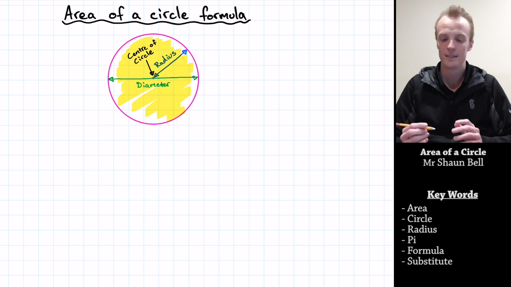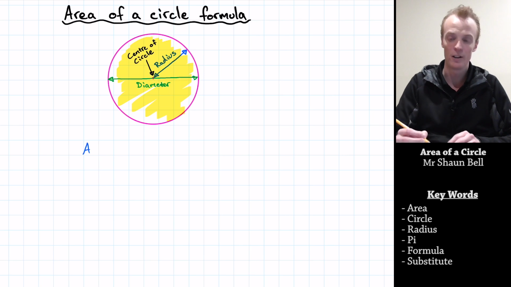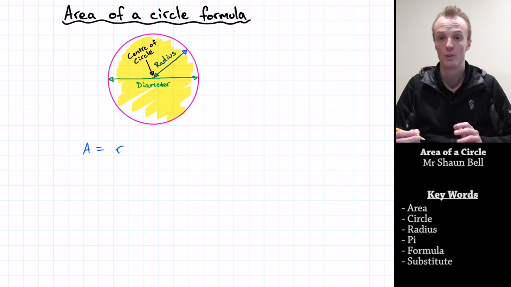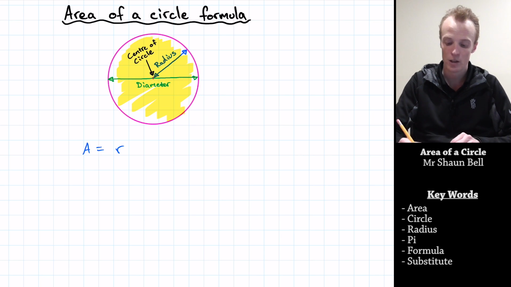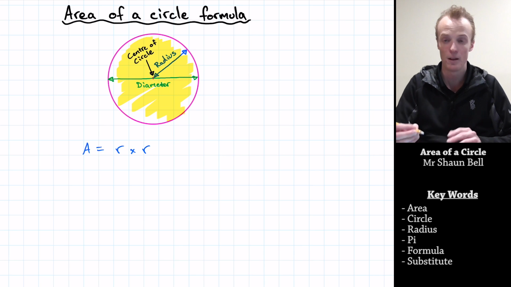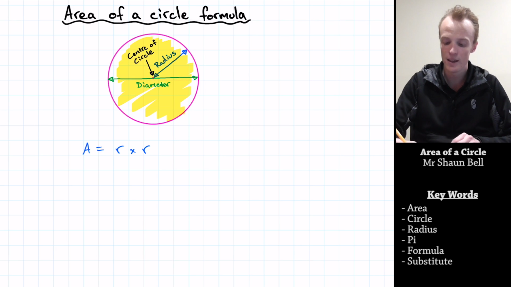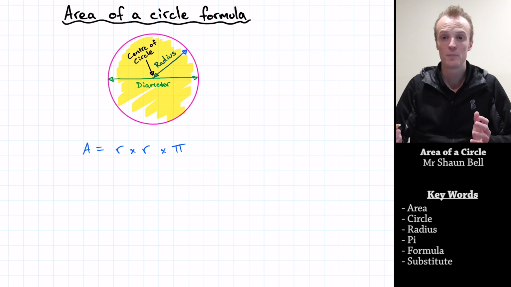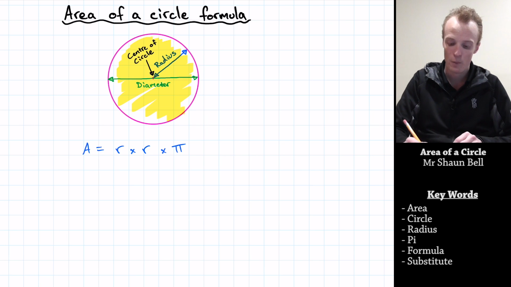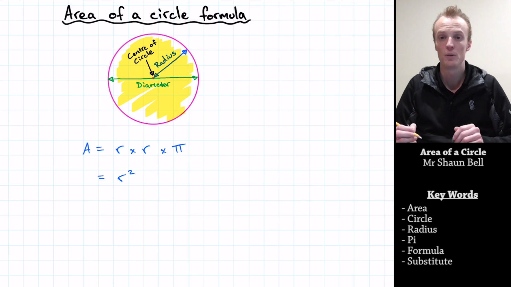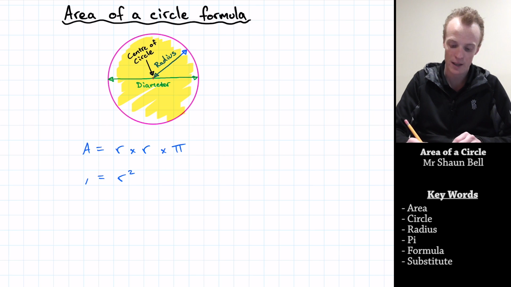And what that found is the area of a circle, which I'm going to call A here, is equal to the radius of the circle, which I'm going to use as r, times itself, so multiplied by radius again, and then multiplied by pi. But whenever we multiply a value by itself, we write that as that value to the power of 2. So what we've found is the area is equal to r squared times pi.